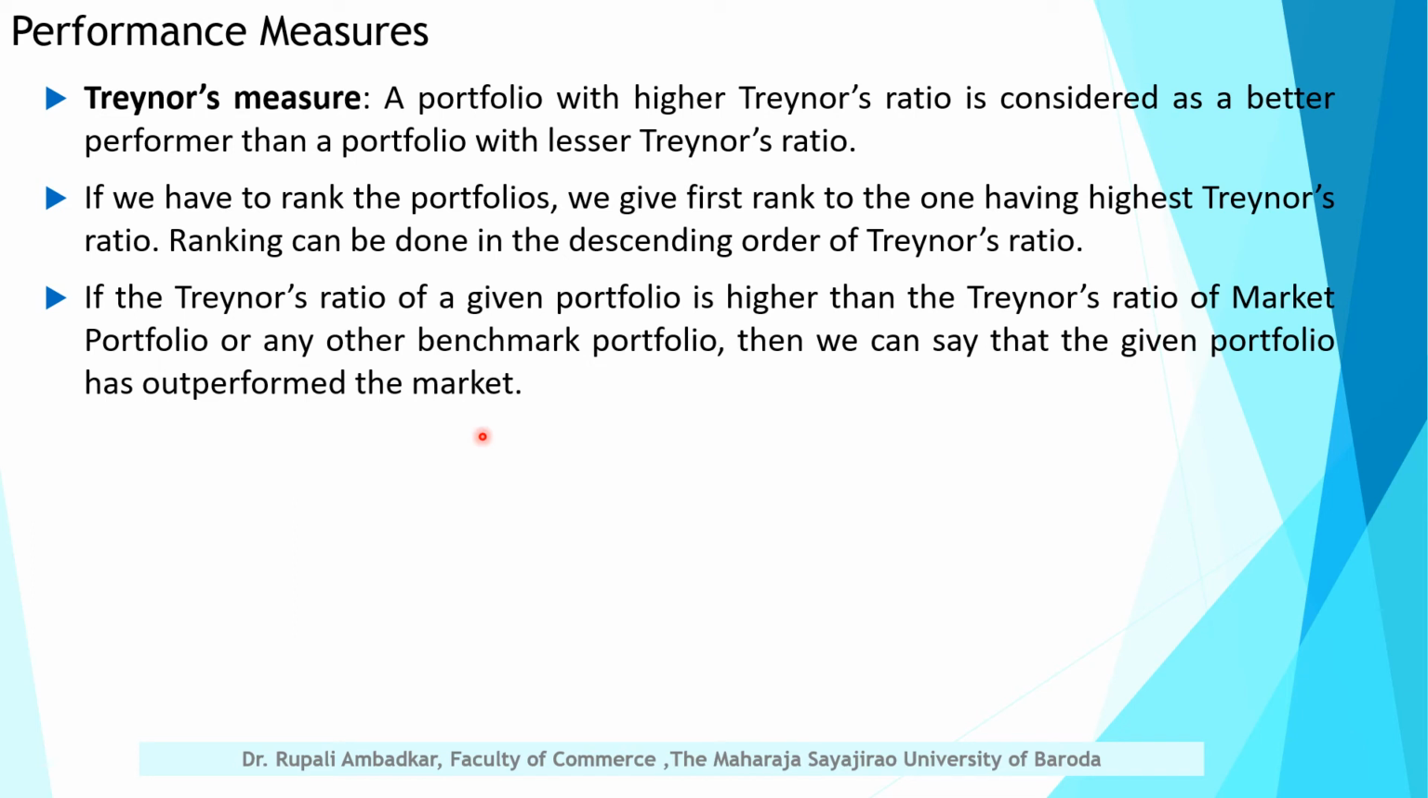The Treynor's ratio of the market portfolio is always equal to its risk premium or excess return. Why? This is because the beta of the market portfolio is always 1. Hence, in the denominator of the formula for calculating Treynor's ratio for the market portfolio, we have 1. So we can say that the Treynor's ratio of the market portfolio is always equal to its risk premium or excess return.